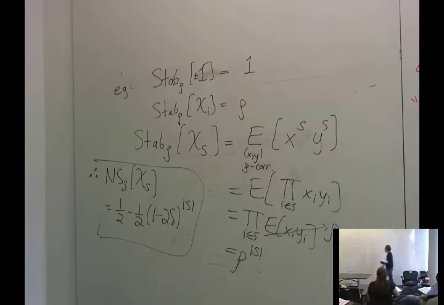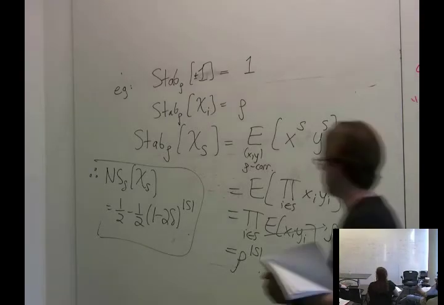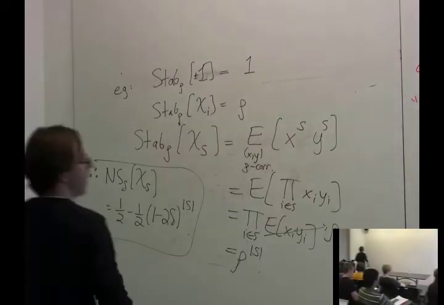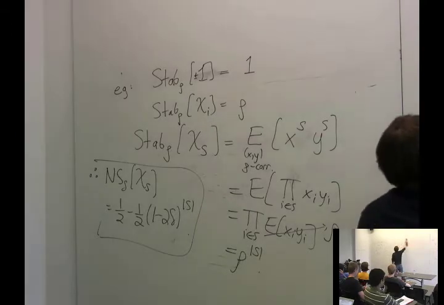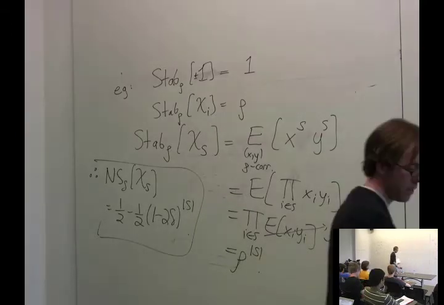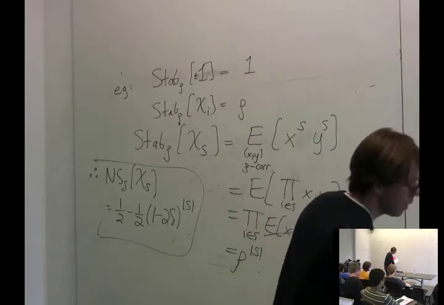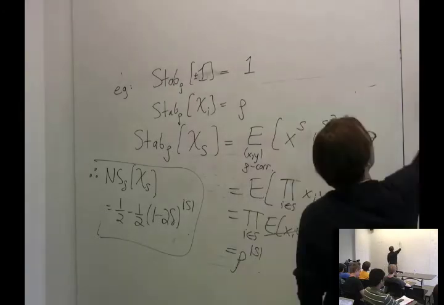Okay? Let me do one more example. This is like the most important example for democracy. What is the noise stability of the majority function?